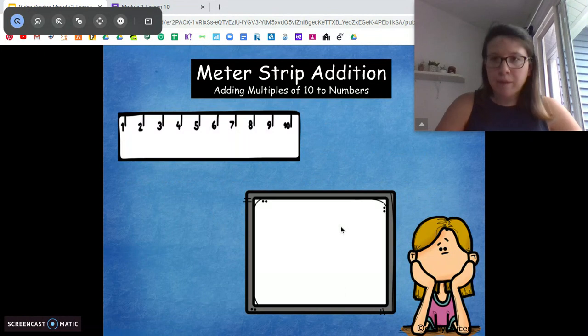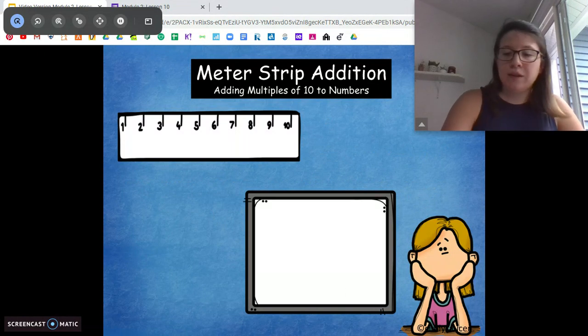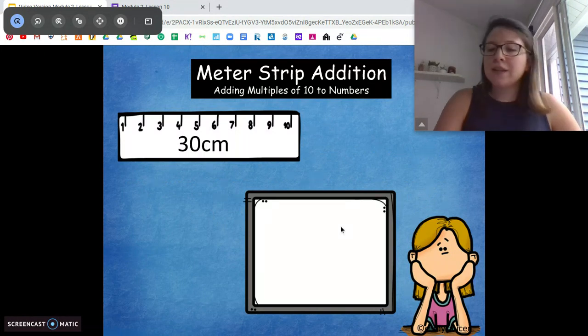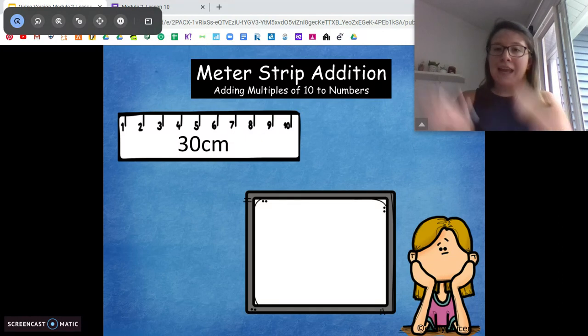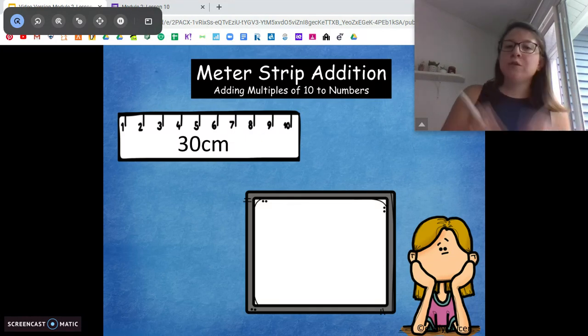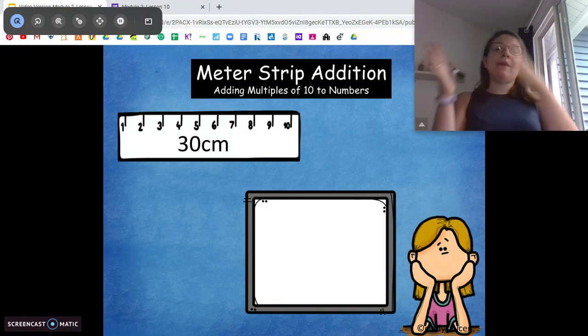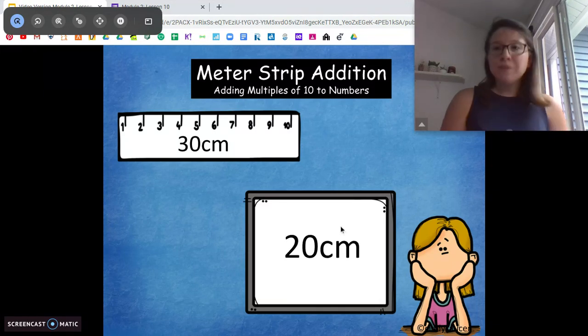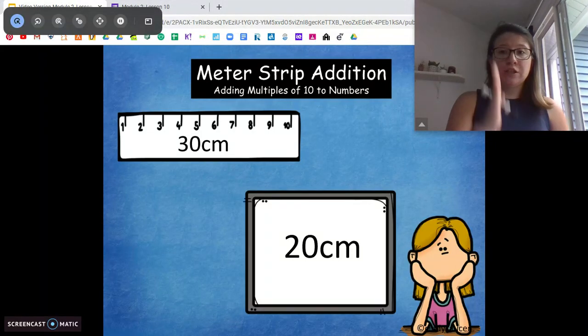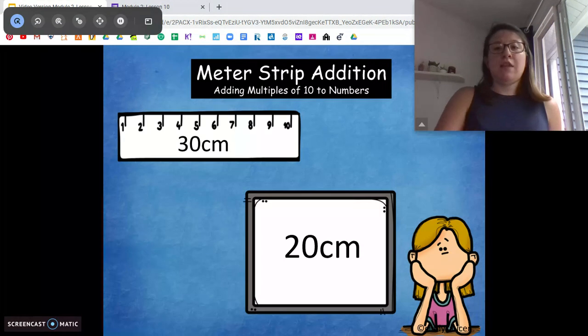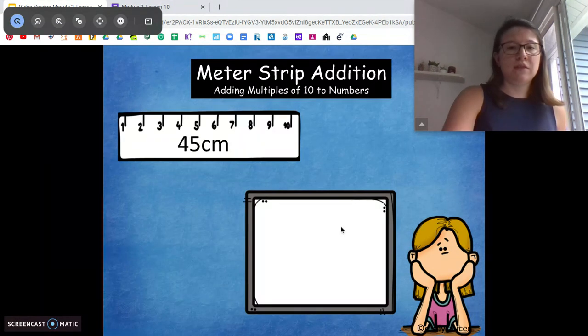We'll start off with a warm-up as usual. I'm going to give you a number, and you're going to tell me the number that is 10 less. Okay? So if I give you a measurement of 30 centimeters, you're going to tell me the measurement 10 less, which is 20 centimeters. Remember, when we're doing 10 less, we're only changing the place value in the tens place. So let's try this one together.